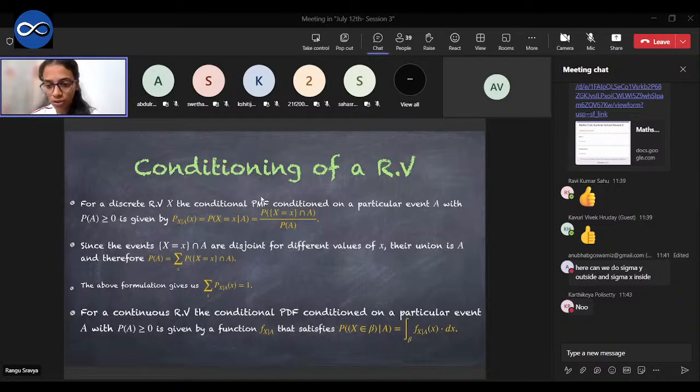There, P of x belongs to B is the integral over B of f of x of x dx. Here, P of x belongs to B given A is the integral over B of f of x given A of x dx. Just as we are finding conditional probability, use the conditional PDF. That's it.